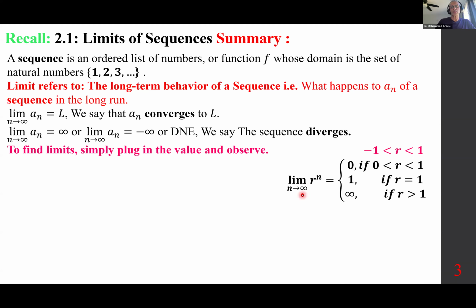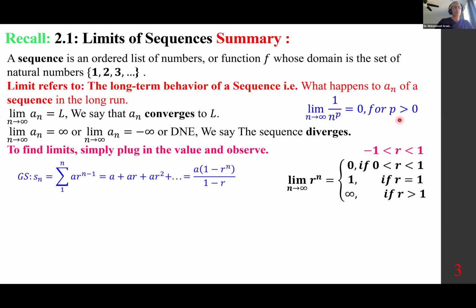The limit of r to the power of n as n approaches infinity depends on the value of the base r. If it's between -1 and 1, it is 0. If it's 1, it is 1, and if it's larger than 1, it is infinity. The limit of 1 over n to the power of p as n approaches infinity is 0 as long as p is positive, because if you have a negative exponent, it comes up and becomes positive. So p has to be positive.